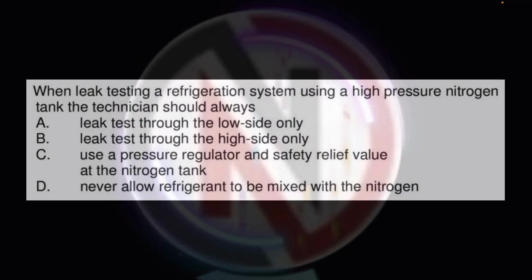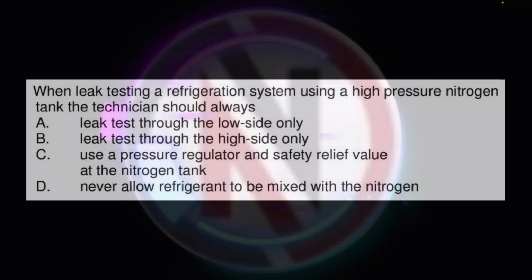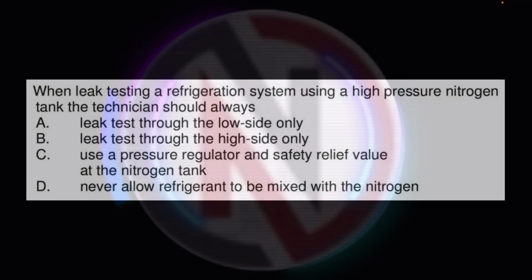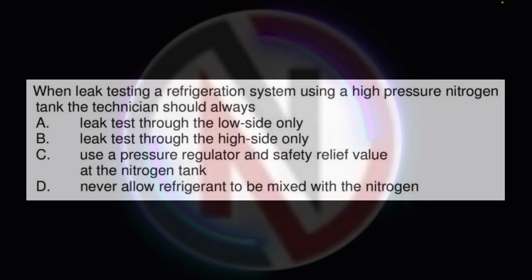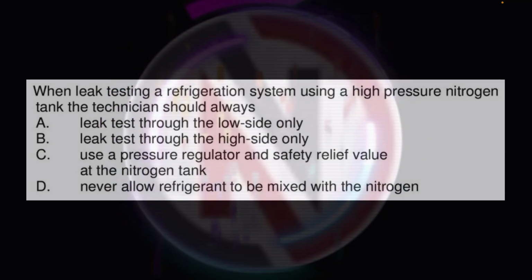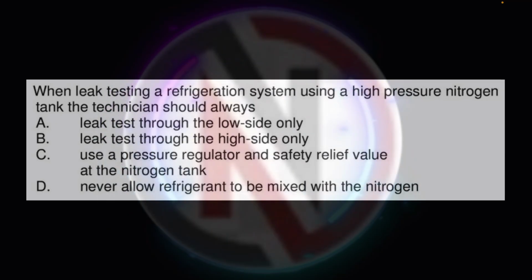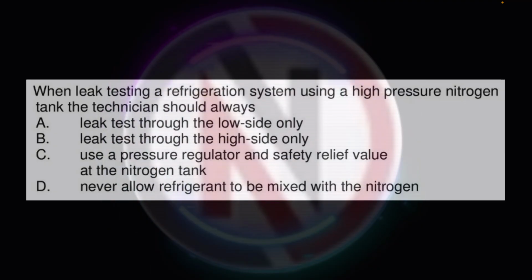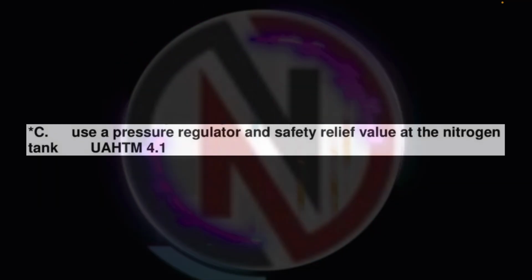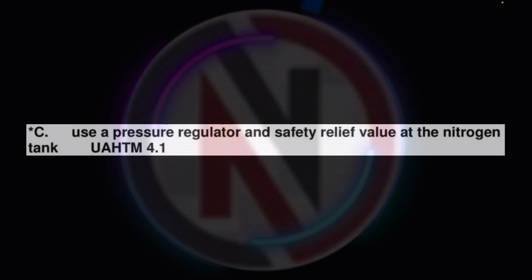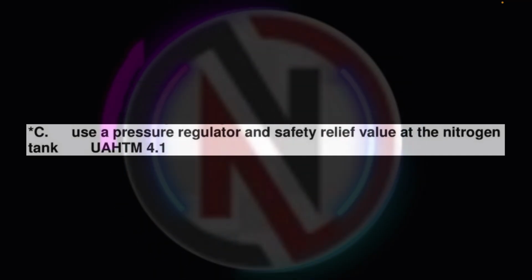When leak testing a refrigeration system using a high-pressure nitrogen tank, the technician should always: A. Leak test through the low side only. B. Leak test through the high side only. C. Use a pressure regulator and safety relief valve at the nitrogen tank. D. Never allow refrigerant to be mixed with the nitrogen. C. Use a pressure regulator and safety relief valve at the nitrogen tank. UA HTM 4.1.